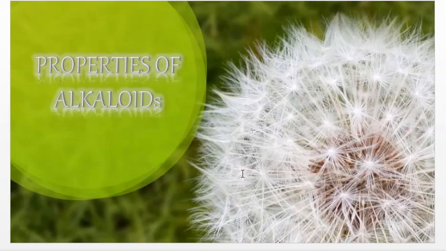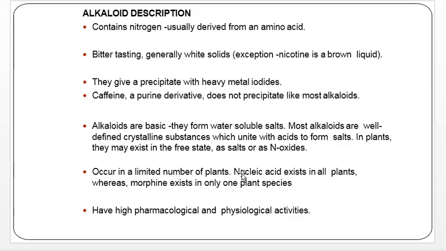Which properties do alkaloids have? At first, we will describe alkaloids. They contain nitrogen, usually derived from an amino acid. Generally white solids, with the exception of nicotine, which is a brown liquid. They give a precipitate with heavy metal iodides. Caffeine, a purine derivative, doesn't precipitate like most alkaloids.